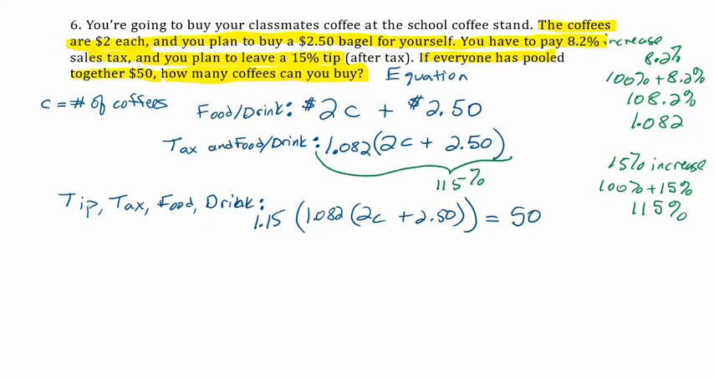There are multiple ways to start solving this thing. Let me just give you two, maybe three. So one way is to start by multiplying 1.082 into the inner set of parentheses and get what you get, and then multiply the 1.15 into there. Okay, that's option one.